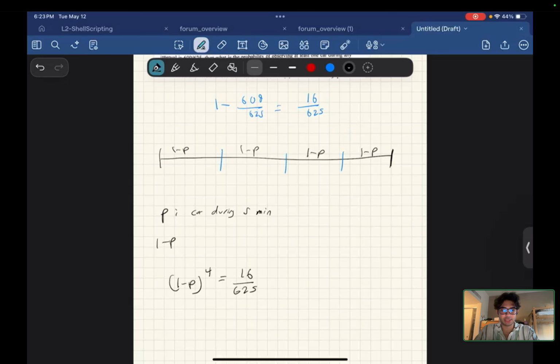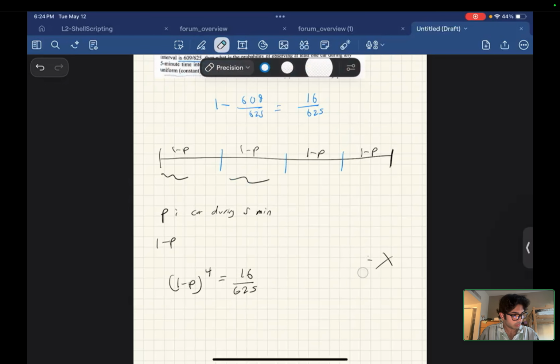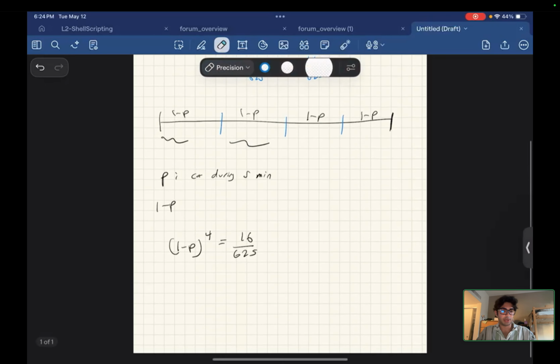Now, how are we able to just multiply the 1 minus P's together? Because seeing a car in each of these 5-minute time spans is independent. And so we can simply use multiplication for the and property, if they're independent. Okay, so we're going to say (1 minus P) to the power of 4 equals 16 over 625.